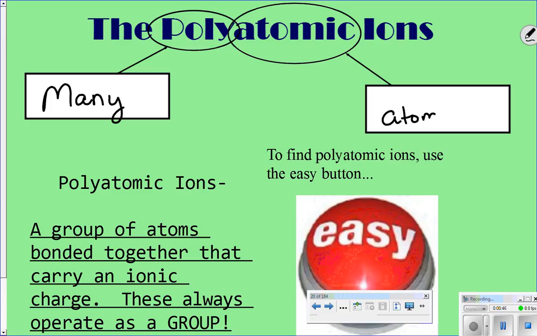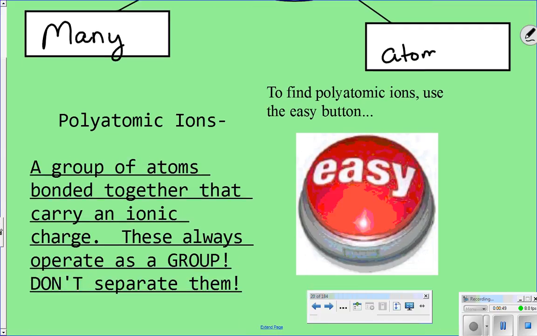Sorry. What a polyatomic ion actually is, it's a group of atoms that are bonded together that carry an ionic charge. These always operate as a group, and you should never separate them. They can be separated by chemical means, however, for your purposes in naming and formula writing, do not separate them. What basically happens is, as a group, somebody has gained or lost an electron. We don't really care exactly where that happens. We just need to know overall what that charge actually is. To find polyatomics, use the easy button, table E.